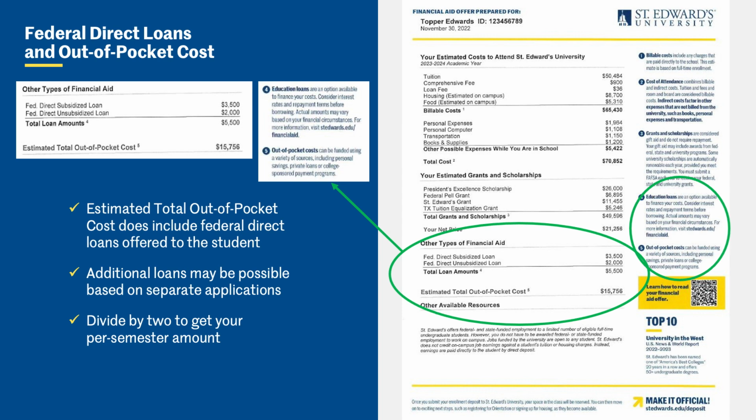And again, remember that if you divide this estimated total out-of-pocket cost by 2, you will get the per semester cost. St. Edward's billing is per semester, and each semester has its own opportunity for a 4-month payment plan.